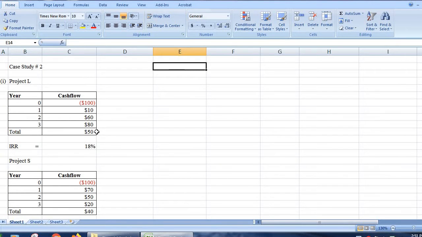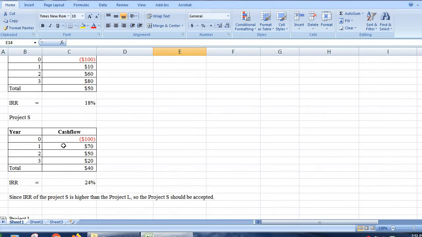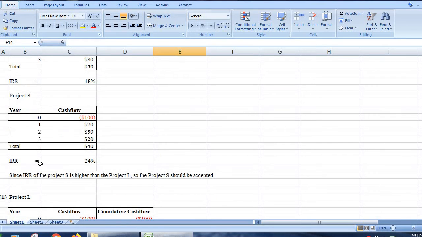We calculate IRR. IRR equals IRR, open bracket, cash flows including the initial investment, close the bracket, press enter. That means the IRR equals 80%. Similarly, calculate project A's IRR: IRR bracket, cash flows including the initial investment, close the bracket, enter. The IRR equals 24%.